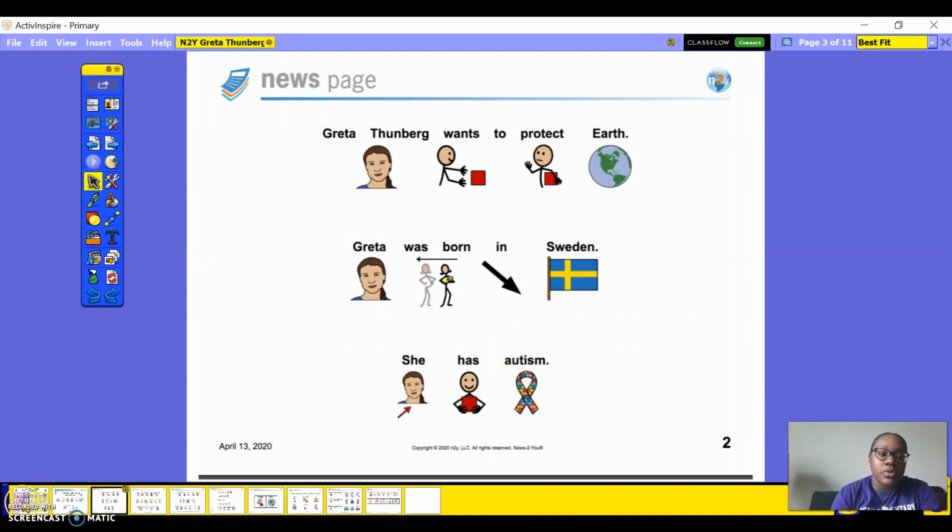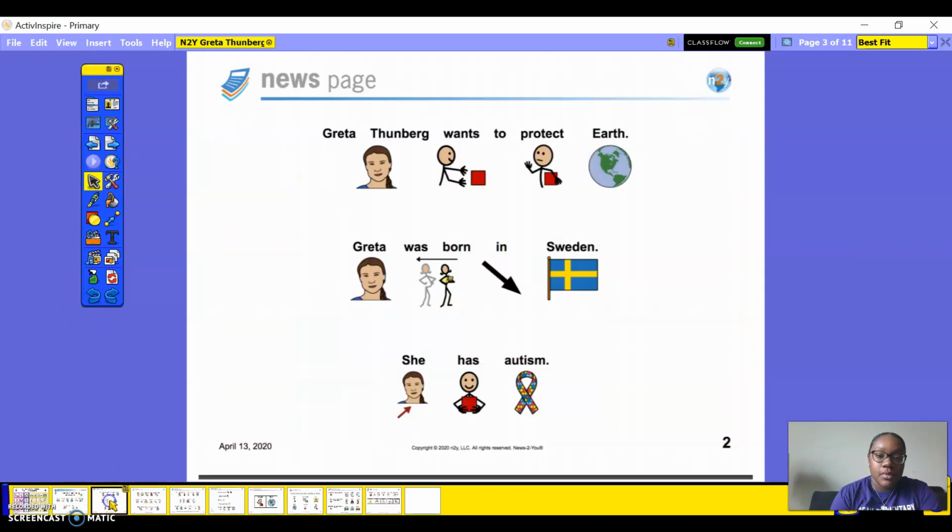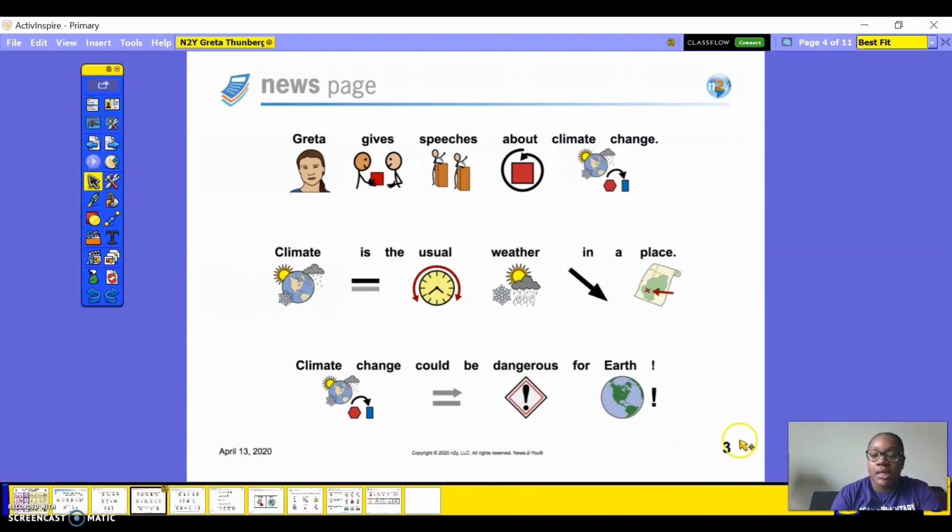Let's go back to our communication board. She wants to protect the Earth, right? All right. Page 3. Make sure your page looks just like mine. Find the number 3. Greta gives speeches about climate change. Climate is the usual weather in a place. Climate change could be dangerous for Earth.